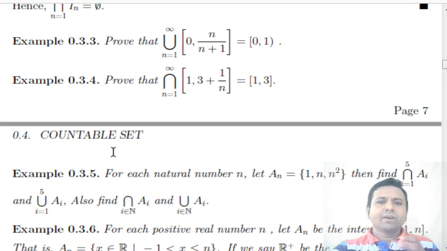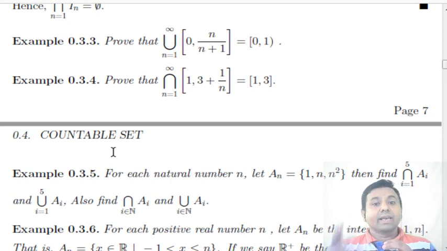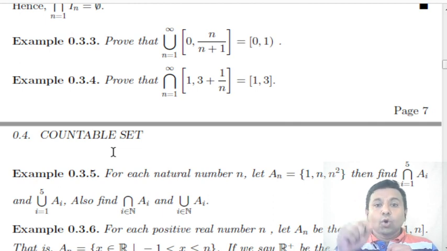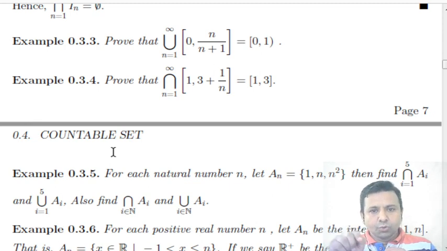Now I would like to give some more interesting examples for your practice. Prove that the union of n running from 1 to infinity of the closed interval [0, n/(n+1)] equals what? Closed 0 and 1 open, that is [0, 1). You have to prove it. Next, prove that the intersection of n running from 1 to infinity of the closed interval [1, 3 + 1/n]. The answer is the closed interval [1, 3].